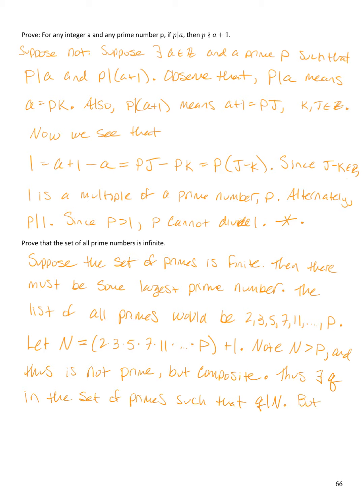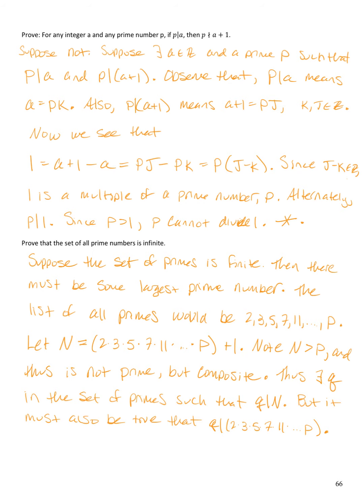But it must also be true that q divides the product of all the primes, 2 times 3 times 5 times 7 times 11 times all the way to P, right? Because q is in that list, so the product of all the primes is a multiple of q. And now we've reached a contradiction, okay?